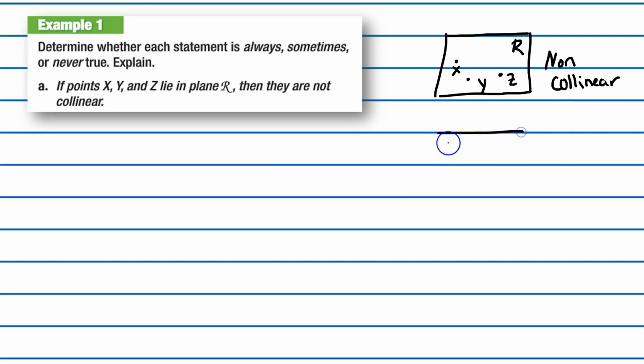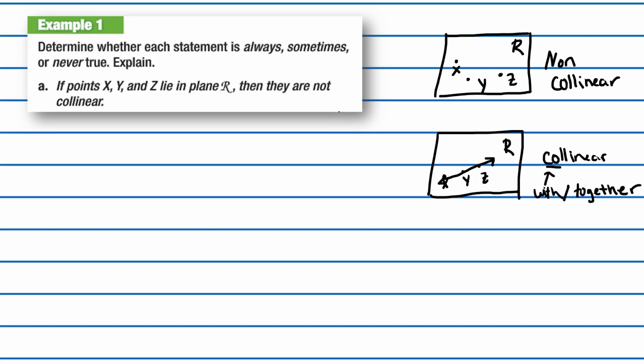Let's try making another plane. So we have plane R again, but let's say we had X, Y, and Z. As you see here, it could have made a line. This would make it collinear. Because col means with.